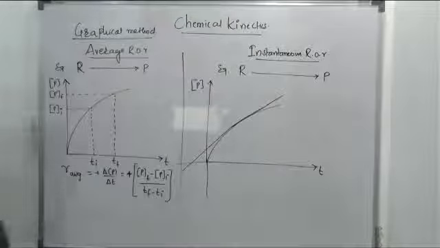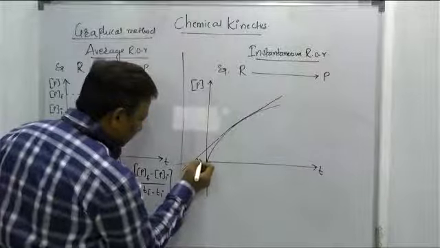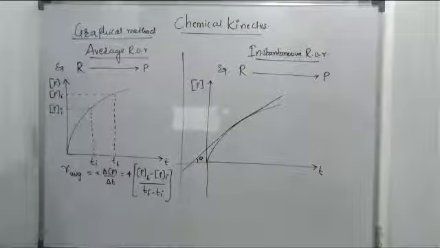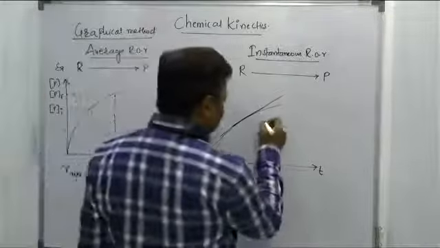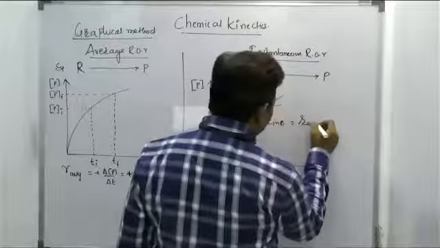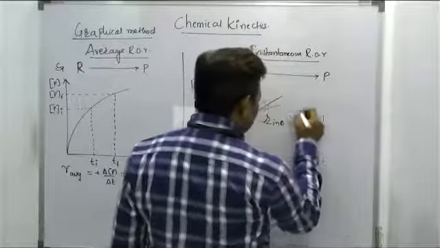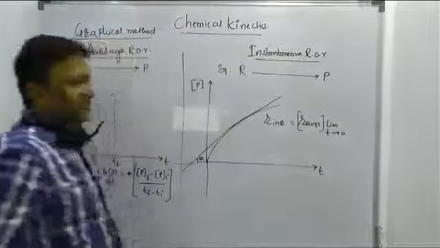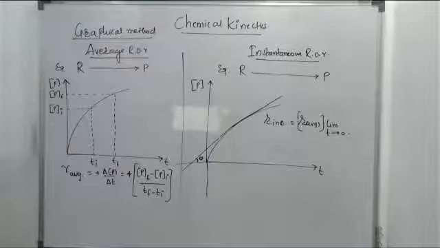And the slope means we have to take this internal theta angle. So now what we can say here is R instantaneous is equal to R average, limit t tends to 0. But what is the R average? We can say the same thing.